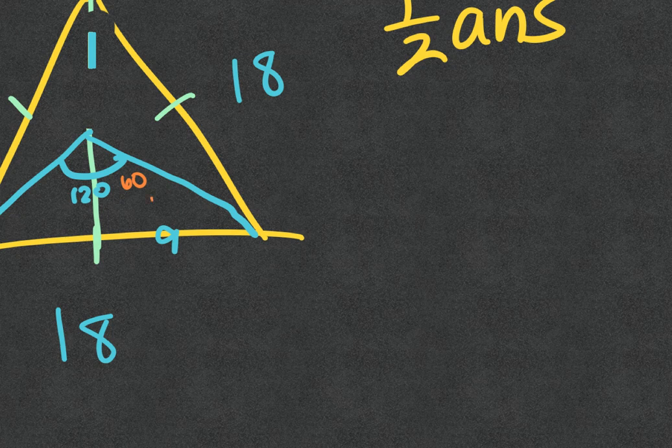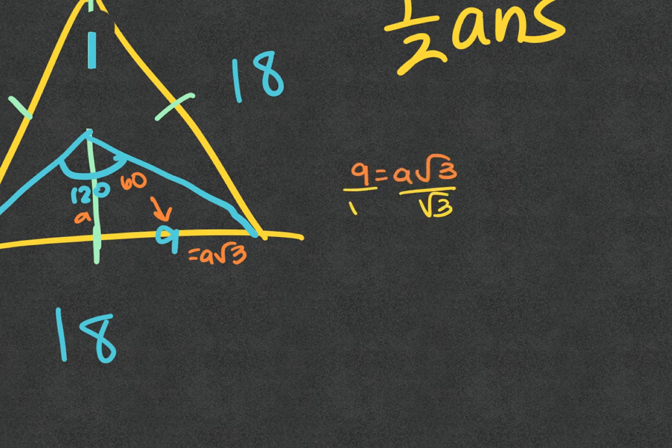So opposite the 60 would be half that side length, which is 9. That is your A√3 side. The apothem would be your A. It is not. It is A√3, and then divide. 9 over √3.